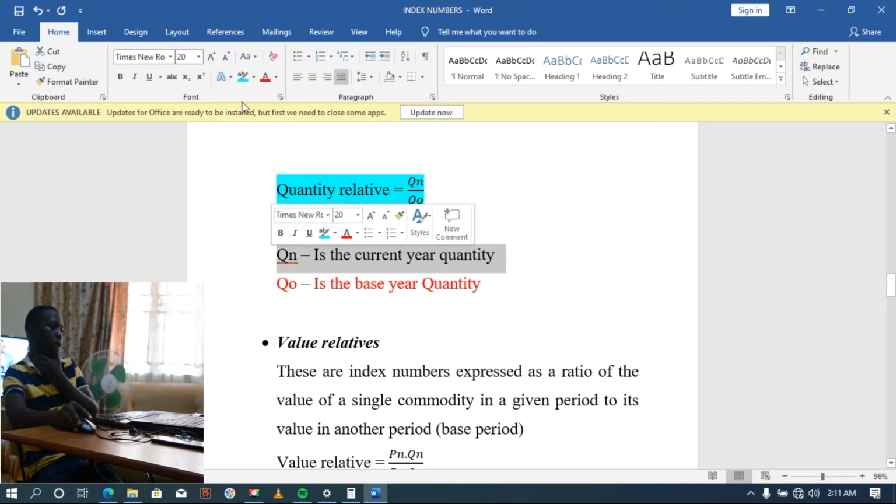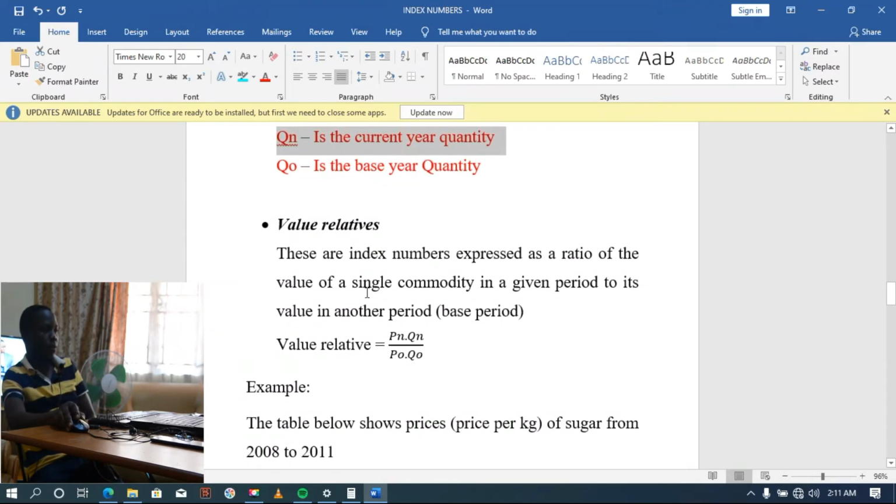And then another type of simple index numbers is value relatives. Now this one relates to values of these commodities. We've already said that value is obtained as a product of price and quantity. So values, these are index numbers expressed as a ratio of the value of a single commodity in a given period to its value in another period.